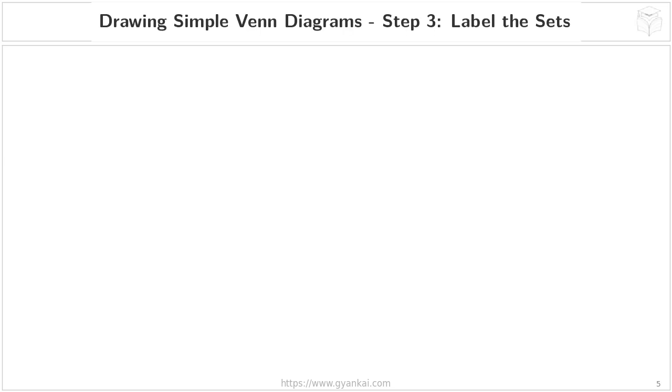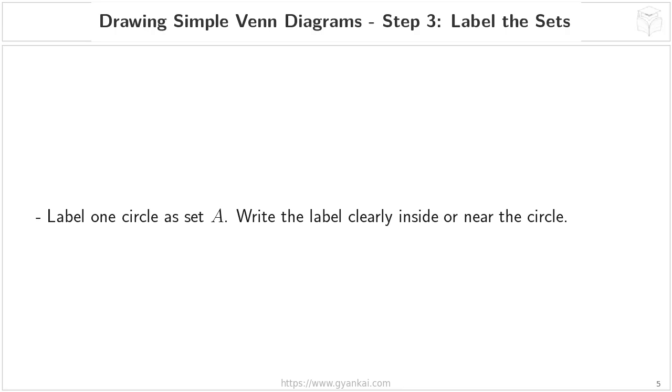Drawing simple Venn diagrams, step 3. Label the sets. Now we need to identify what each of those circles represents. This slide tells us to label one of the circles as set A. When I say set A, think of it as a group of things that share a common characteristic.